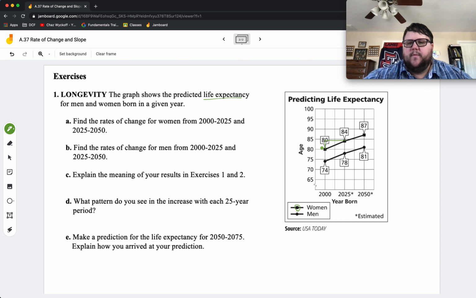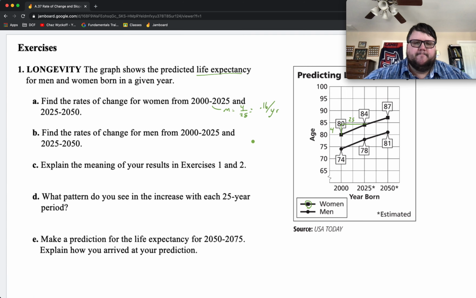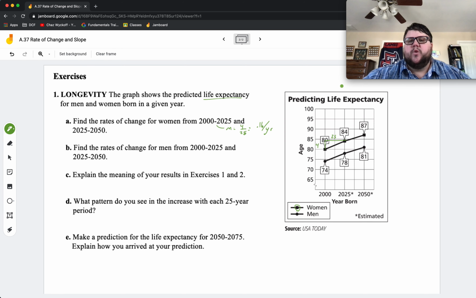triangle, and it went up 4 over 25. So from 2000 to 2025, our slope equals, it went up 4 over 25, which equals 0.16, sorry, per year. So it's 0.16 per year. Each year it grew by that.